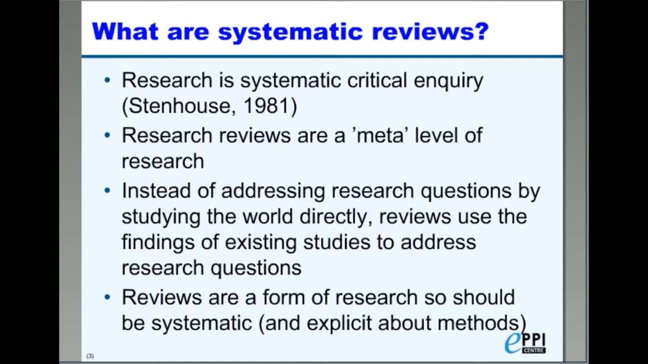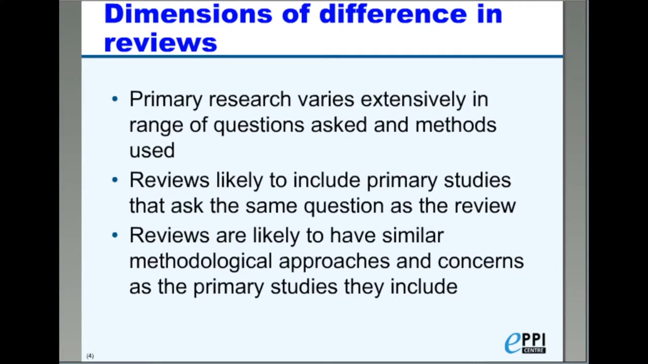As reviews are a form of research, they should be systematic and explicit about methods. Really, we shouldn't need to use the word systematic. The problem is that traditionally, reviews of literature weren't very rigorous or systematic, and so we now use the word systematic to be clear that these are research exercises. They are research processes for bringing together research findings.